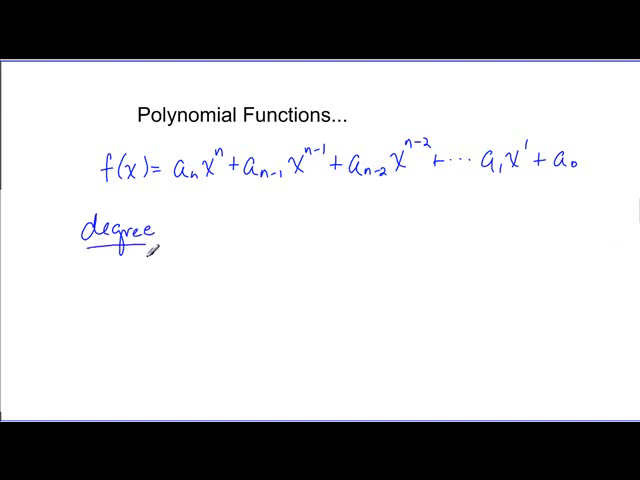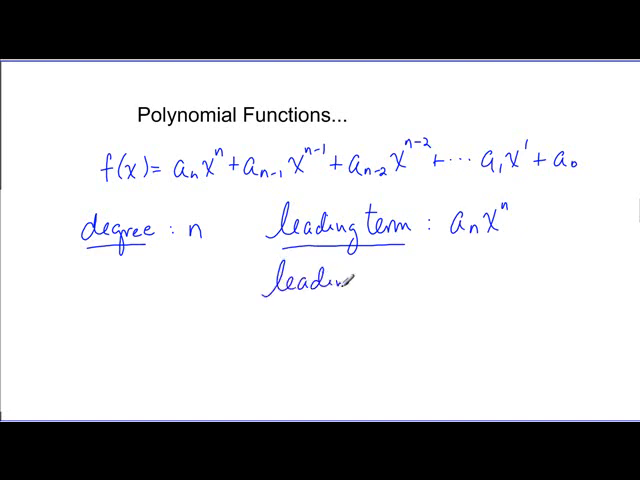Now with polynomials, we can talk about the degree. The degree of the polynomial is going to be the power on the highest power term. So in this case the degree is n. The leading term is going to be the entire term that has the biggest power. So in this case the leading term is a sub n times x to the n power, and the leading coefficient is simply a sub n.